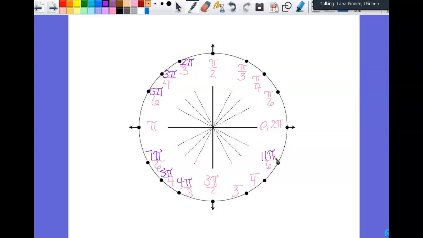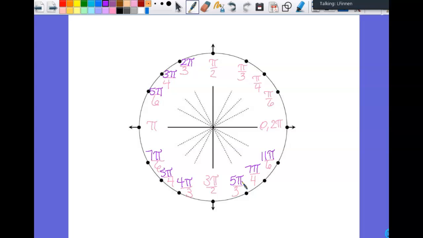2 pi would be 8 pi fourths. I back up one, I'm at 7 pi fourths. For thirds, this would be 6 pi thirds. I back up one, I'm at 5 pi thirds.